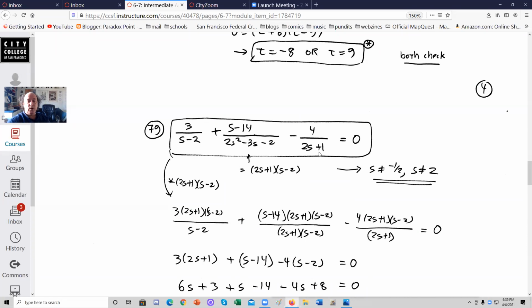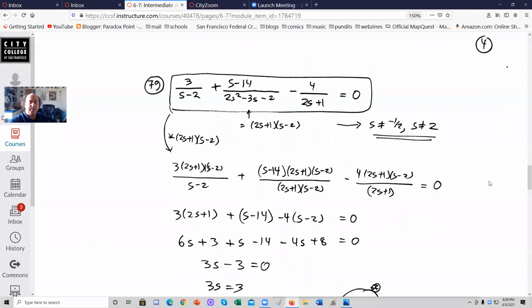Because we don't want 2s plus 1 to be 0, s is not negative a half. Since we don't want s minus 2 to be 0, s is not 2. To get rid of denominators, we multiply throughout by the lowest common denominator. That's 2s plus 1 times s minus 2. Here, there, here, and here, equals 0.